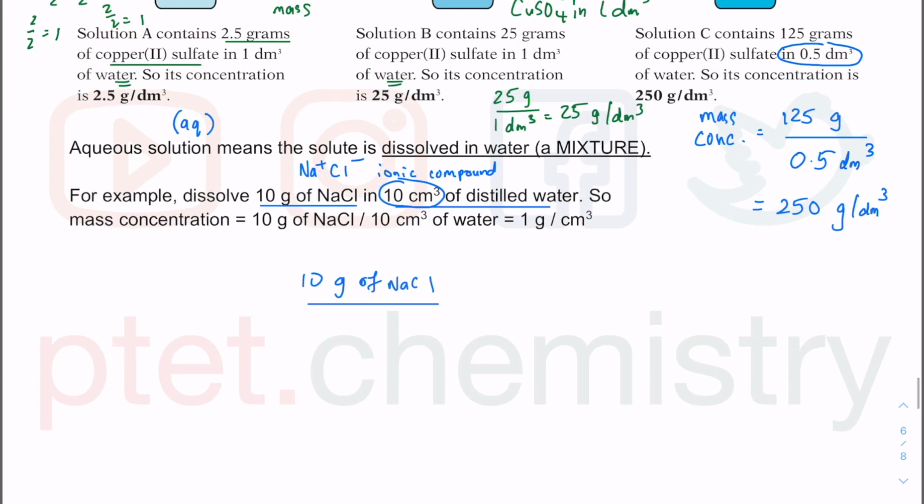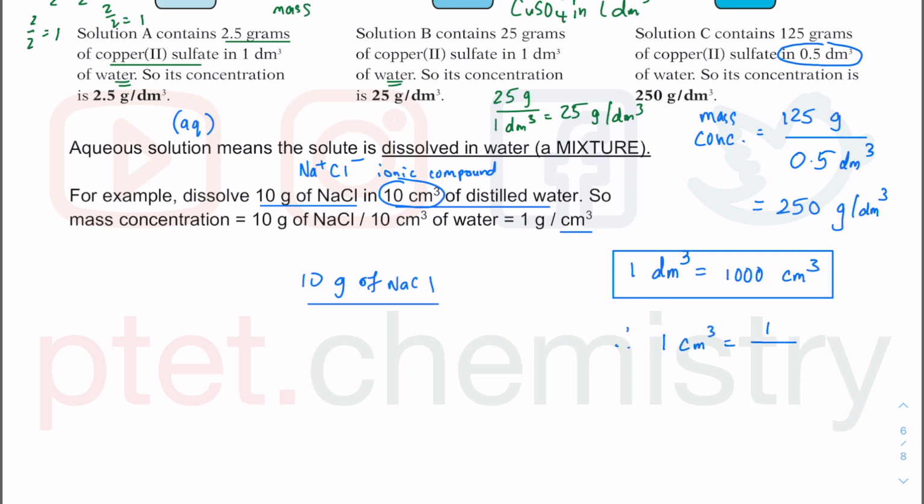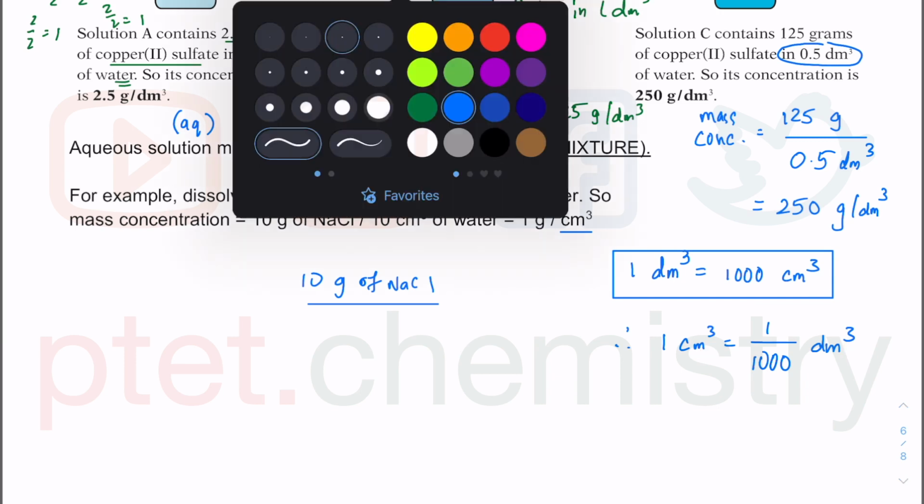So convert this 10 gram, convert cm cube to dm cube. So this is cm cube, which is not correct. So we know that 1 dm cube, just now, what did I say? 1 dm cube is 1000 cm cube. So you must know the conversion factor. This is simple mathematics. If that is true, then if you have 1 cm cube, that must be 1 over 1000 dm cube, because cm cube is smaller than dm cube. When you convert cm cube to dm cube, you divide by 1000.